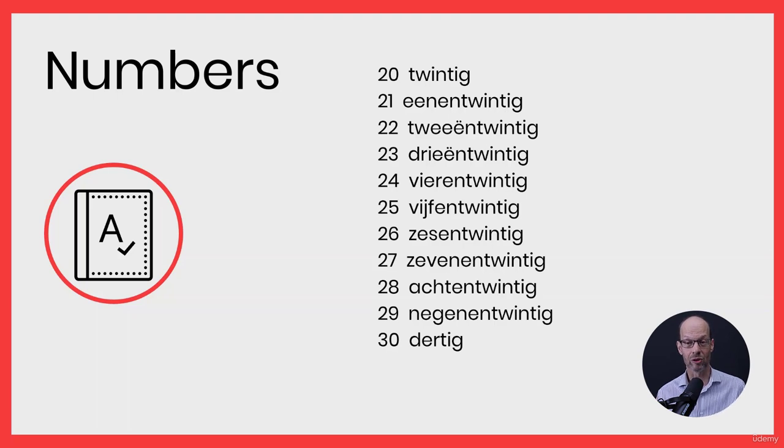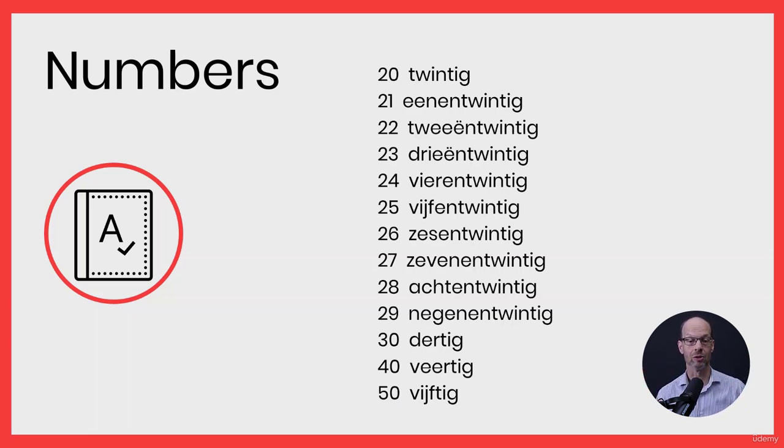If we do 31, that's exactly the same as the structure I showed you: 1 and 30, 2 and 30, 3 and 30. So we do the same thing. For 40, we do the same. For 50, we do the same. For 60, 70, 80, 90, we do exactly the same thing over and over again. We mention first the last number, for example, for 21, 1 and 20.